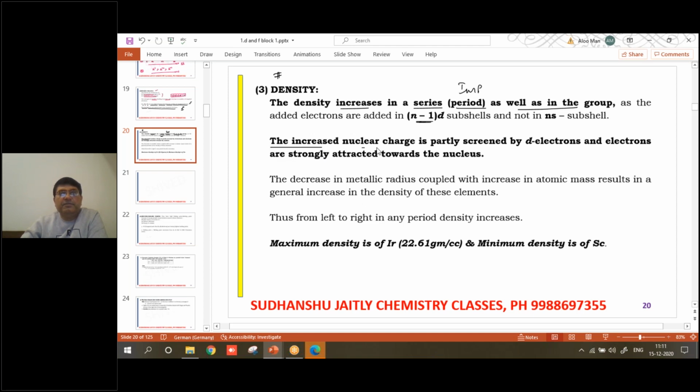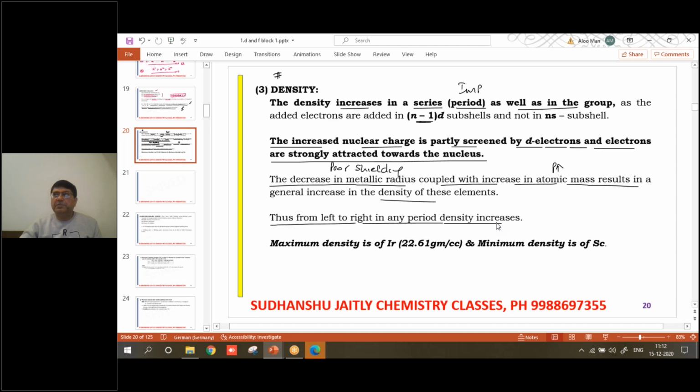The increased nuclear charge is partly screened by d electrons, and electrons are strongly attracted towards the nucleus. The decrease in metallic radius coupled with increase in atomic mass: why did it increase? Protons added. Why did metallic radius decrease? Because of poor shielding. So what do you expect? Size is getting smaller, more guests are coming, so crowding is going to increase and the density of these increases. Thus left to right and top to bottom, the density increases.